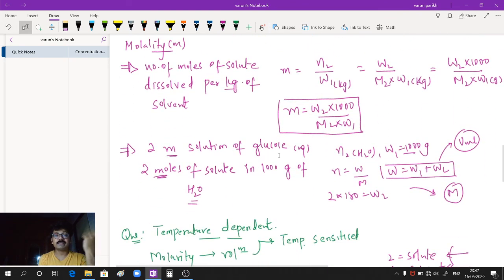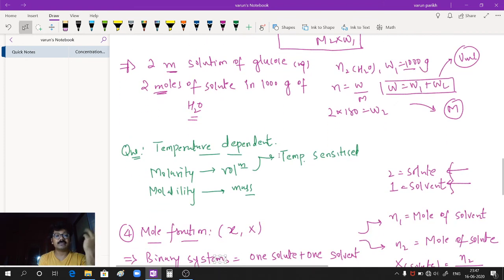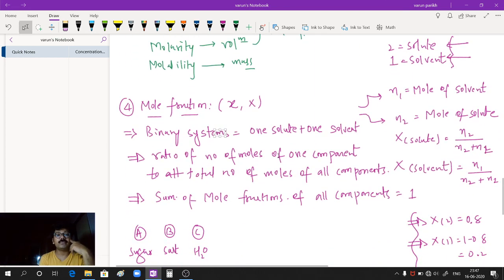Molarity is temperature sensitive, so it depends on temperature. Molality doesn't depend on temperature because it depends on mass, and mass is not affected by temperature. Volume is affected. Mole fraction is nothing but the ratio of number of moles of one component to the total number of moles of all components.